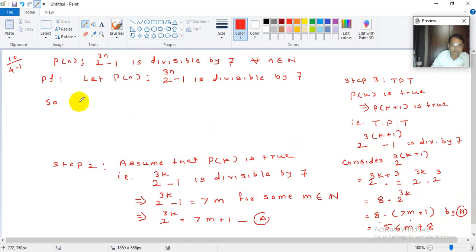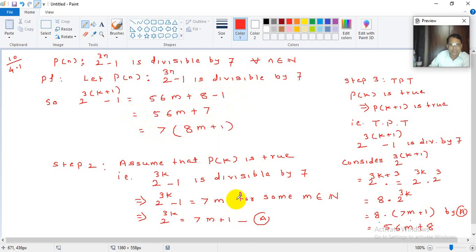So 2 raised to 3 into bracket k plus 1 minus 1 is equal to 56m plus 8 minus 1. म्हणजेच किती झालं? 56m plus 7 असं झालं ते. So I can take 7 common from this. 7 8 56 ना, so 8m plus 1 असं होईल. आता जर इथे तुम्ही लिहिताय ना m is a natural number, मग जर m नॅचरल नंबर असेल तर 8m plus 1 is also a natural number. Okay, so now what I can say? I will erase this part.